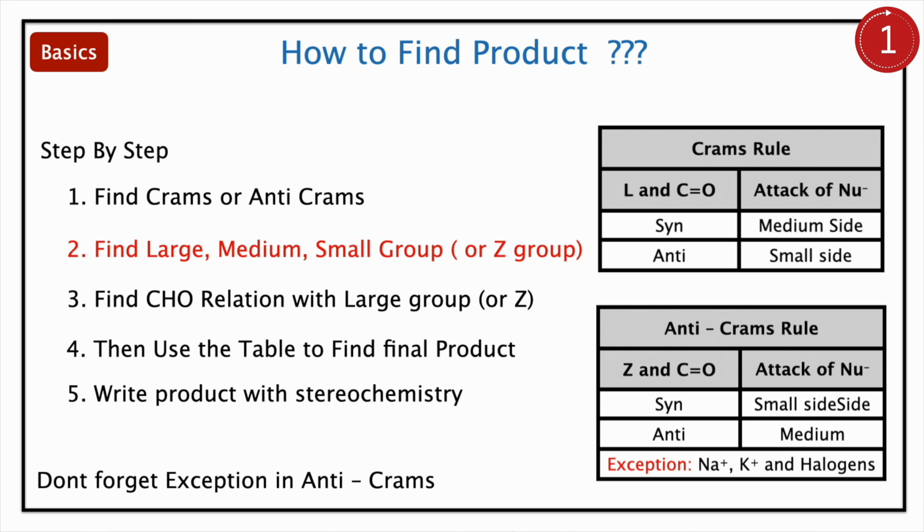Then we come to the more useful thing, that is how to find the product or how to achieve the selectivity. First step, you just find whether it is Cram's rule or anti-Cram's rule. It is based on whether it has a coordinating group or not. Here our focus is Cram's rule. Let us assume you go by Cram's rule. Then find the large group, medium group, and small group on the alpha chiral carbon. Then find the CHO relationship with the large group. Then use our trick table to find the product. Write the final stereochemistry. Then, very important, don't get confused between Cram's and anti-Cram's, and don't forget the exceptions in anti-Cram's.